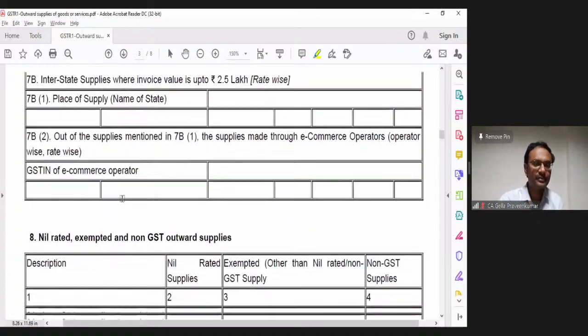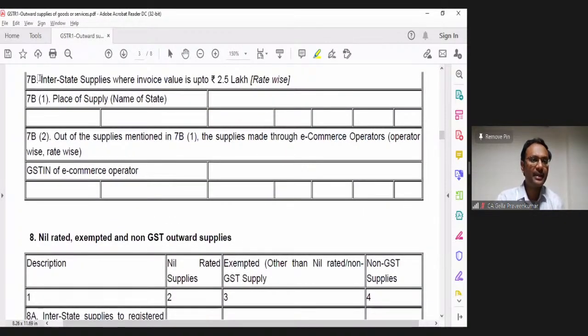Next, interstate supply. The way you are dealing with your interstate supply, for all interstate supply where value is less than 2.5 lakh, I have to give place of supply, that is state-wise. This is one key piece of information. Please keep in mind, based on this information, my IGST is going to flow to various states where it is a B2C transaction. Again, I draw your attention to this point.